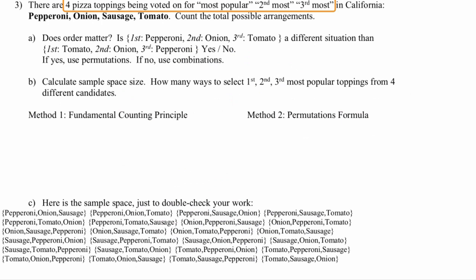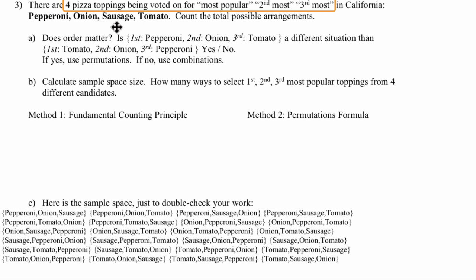Okay, so again, let's say I've got 4 pizza toppings that I'm going to vote on for best, second best, and third most popular in California. So I've got pepperoni, onion, sausage, and tomato. I want to count the total possible ways that these could be ordered. So from 4, I'm selecting 3. So let's think about this situation.